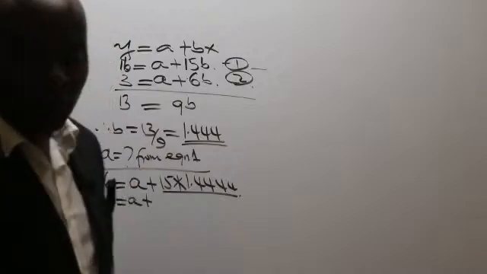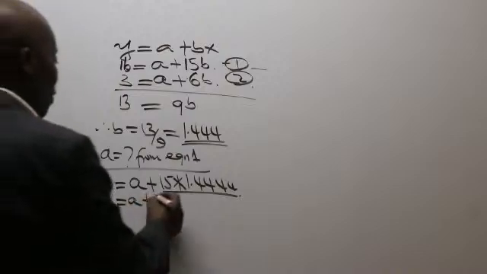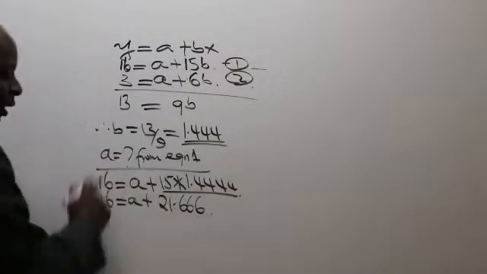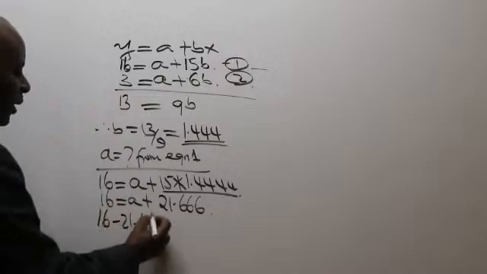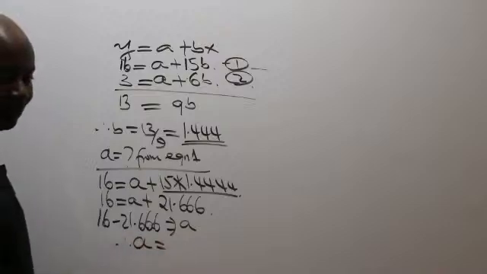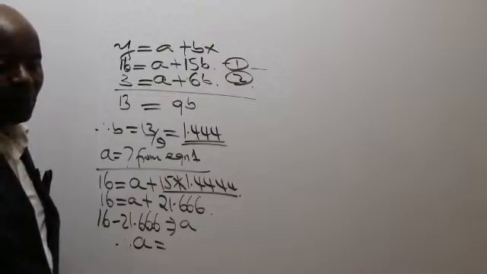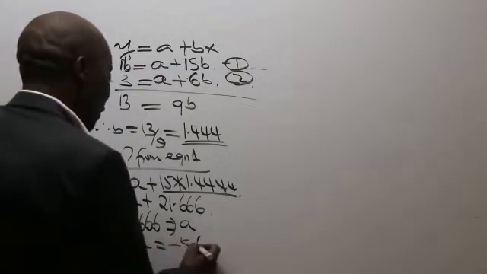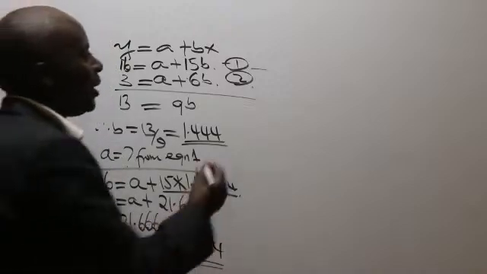$15 times 1.444 will give us what figure, somebody? 21.6666. Thank you very much. 21.6666 like that. And of course, then I'll have to take this to the other side, which will be negative. So it will be 16 minus 21.6666, which will be equal to a. Therefore, a will be minus something. Minus 5.664.